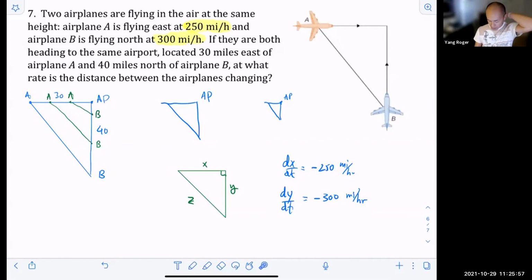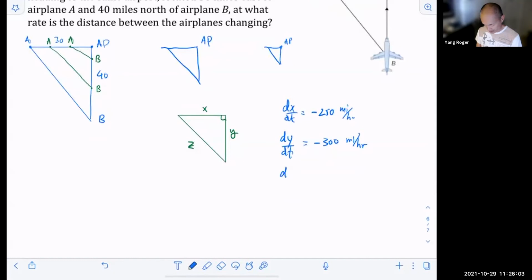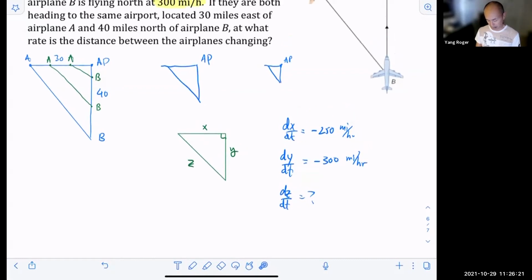And then we got to ask ourselves, what are we looking for? And the thing that we're looking for is dz dt. So that's the rate that we're looking for. Okay. So I have my schematic, my snapshot picture. I've labeled all the variables. I haven't used the fact that the original shape had 30 miles and 40 miles yet. But as we all know, eventually you have to plug numbers into your related rates equation. So now that I've got the entire setup done, I need to relate the variables.